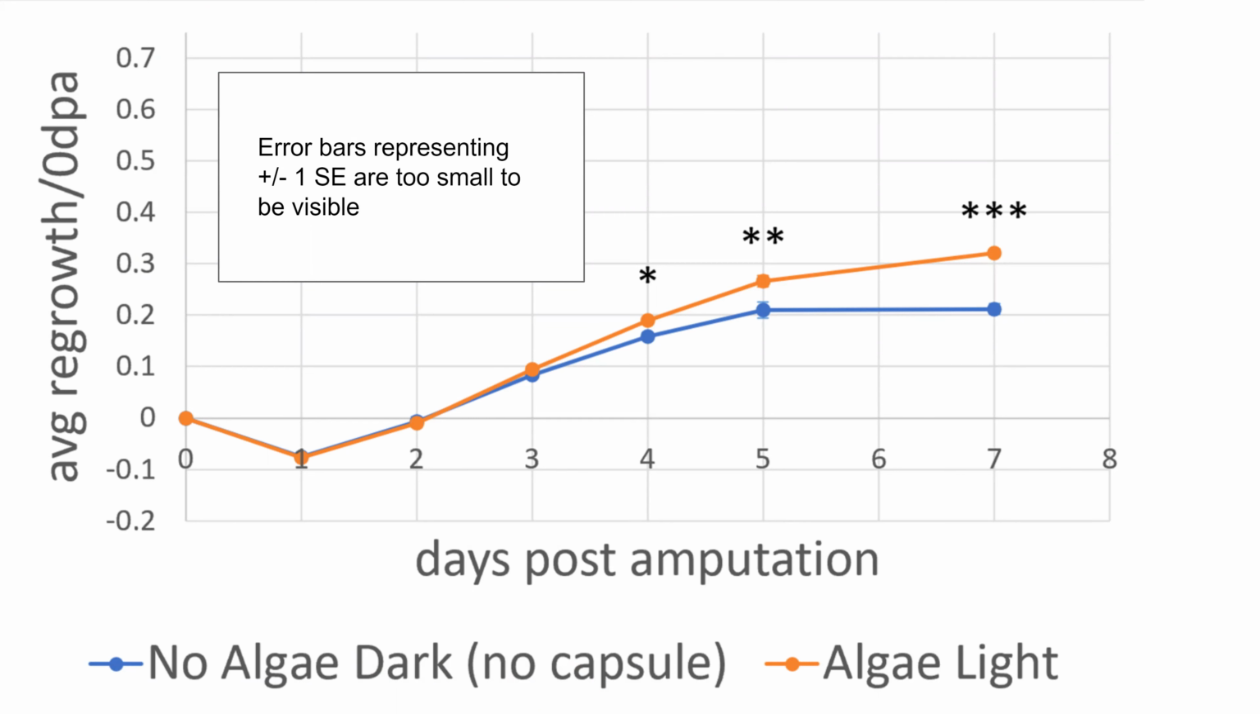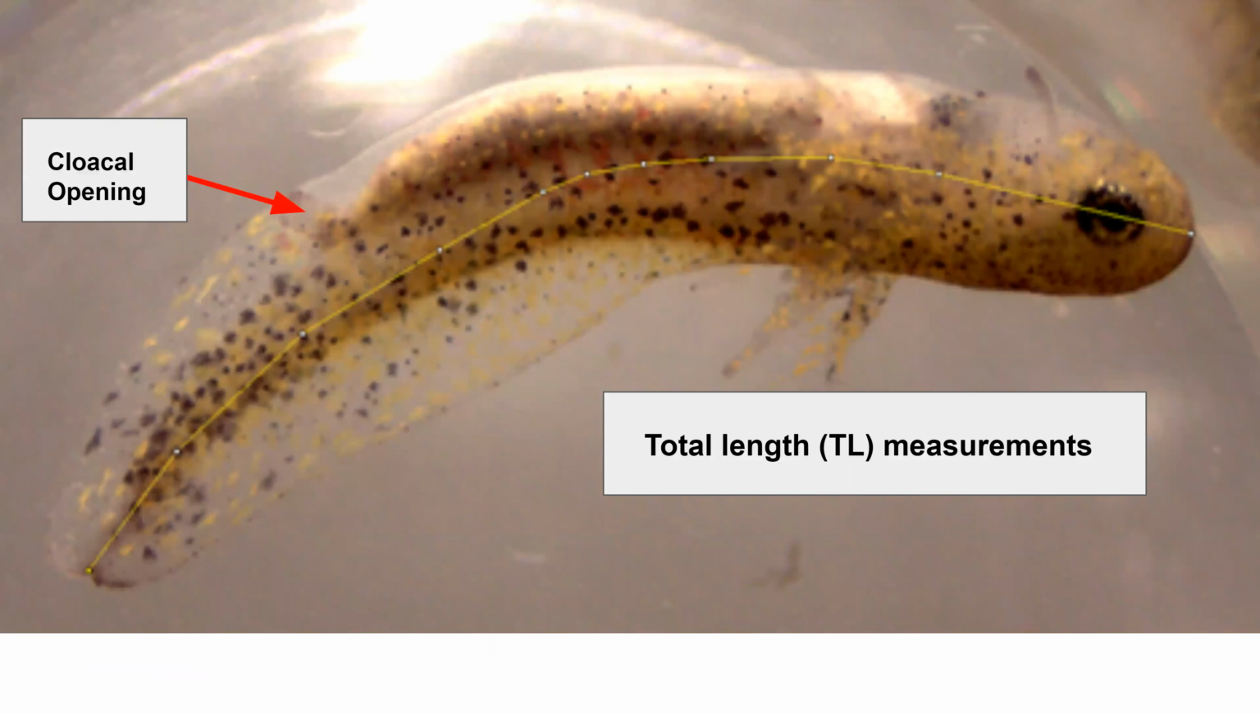We are able to find significant differences, in this case, between the algae light group and no algae dark group for Ambystoma maculatum. Now, both of the conditions were force hatched from their egg capsules during the rearing period prior to amputation. So the algae light group is able to regenerate faster. And this is the really interesting finding that most of the ongoing research is focused on in our laboratory.